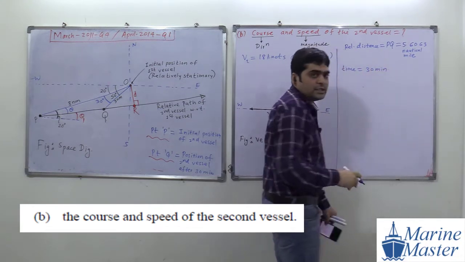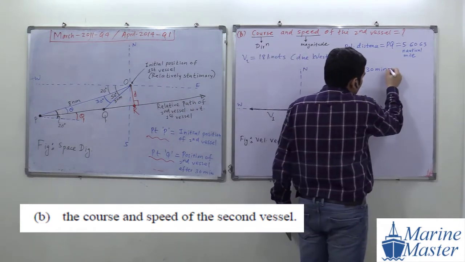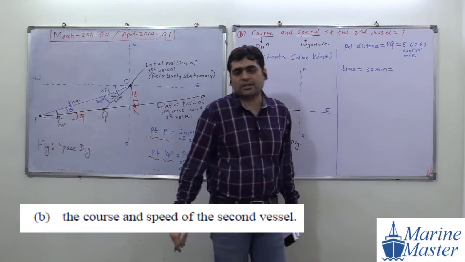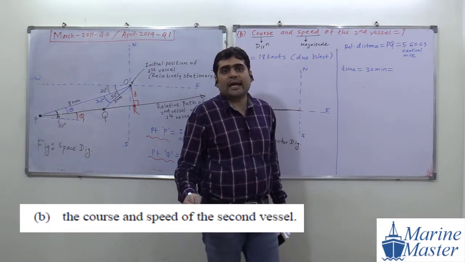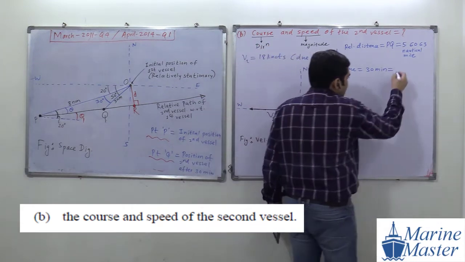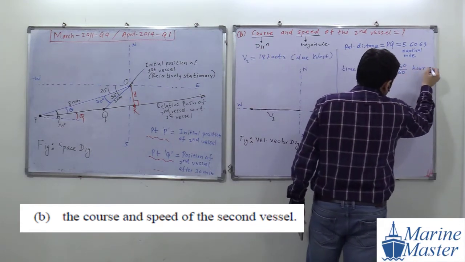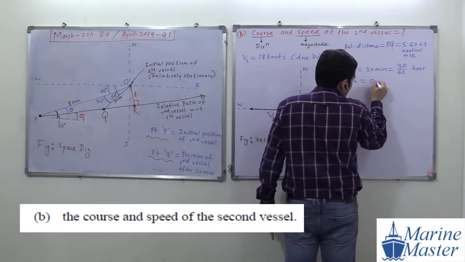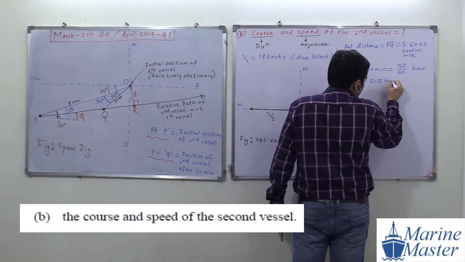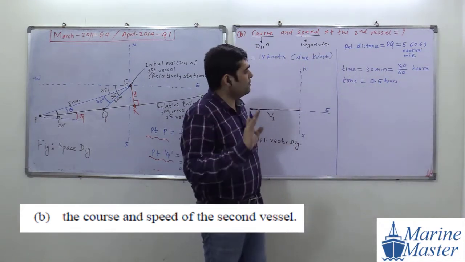So 30 minutes means how much in hours? For relative velocity in knots, we need the time in hours. So 30 divided by 60 hour. So it is 0.5 hours. Everyone getting my point? So we got the value of time.